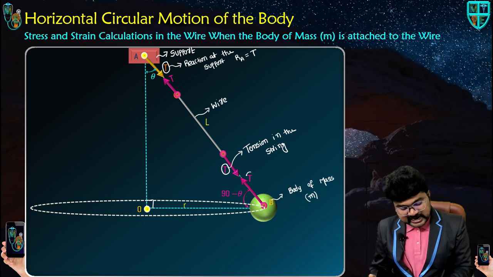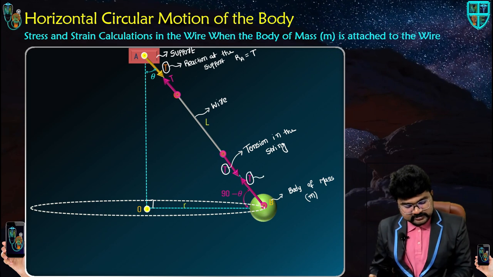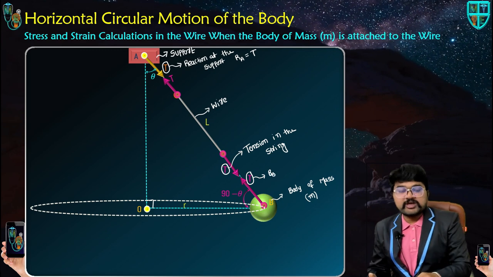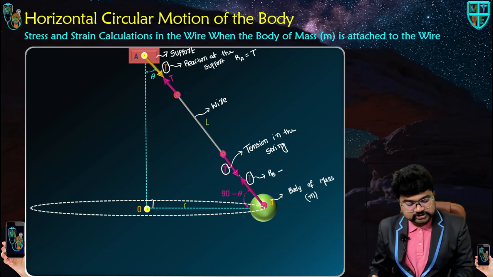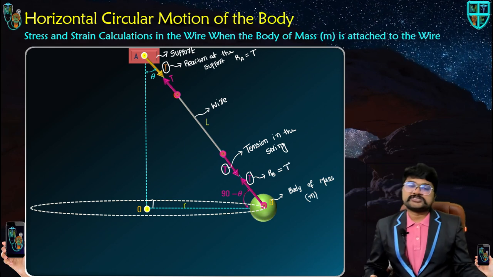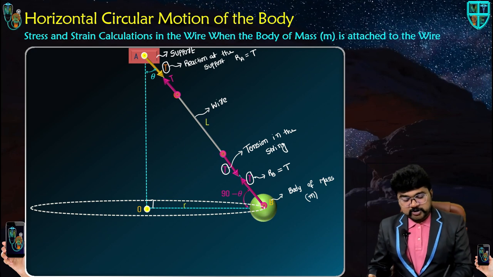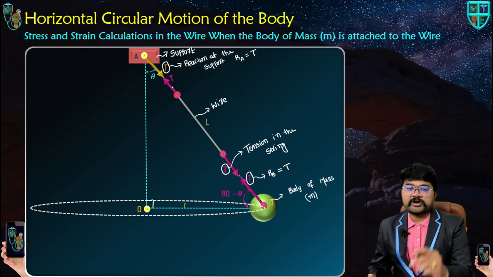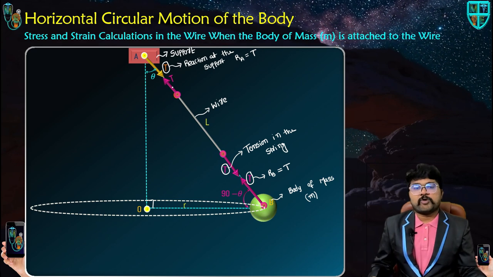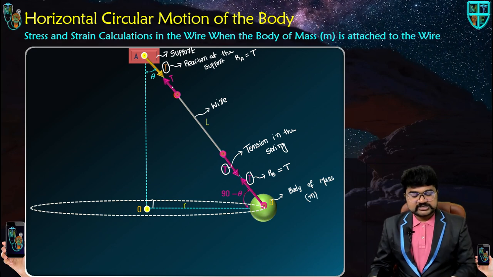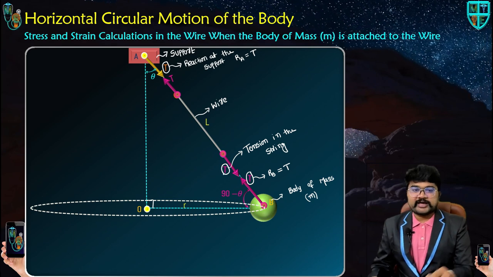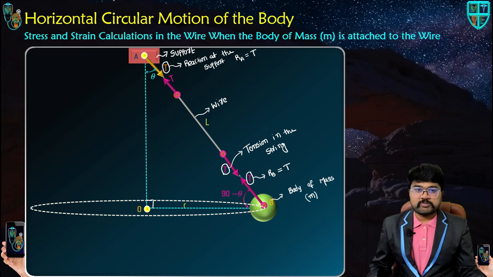Here a force is acting at this point. This is RB. The force which is acting away from the node is assumed to be positive. This is also T, the tension in the string. At this point, two tensions will be acting. Both tensions are pulling the body. This tension is pulling this body, this tension is pulling the wire. Tension always pulls the body.